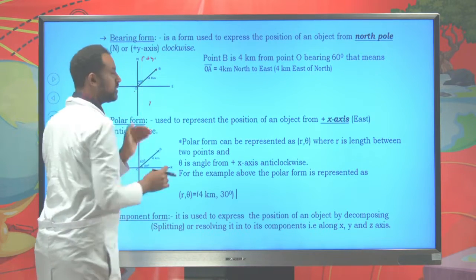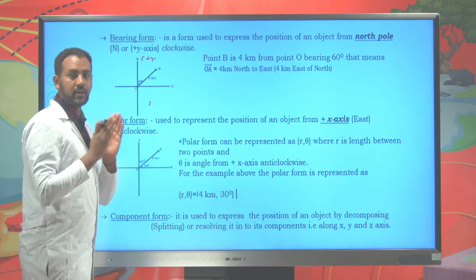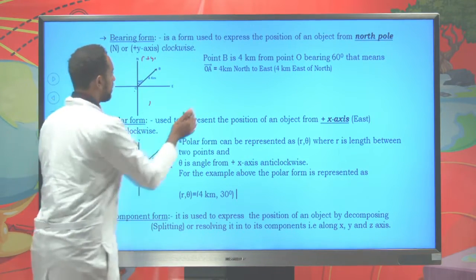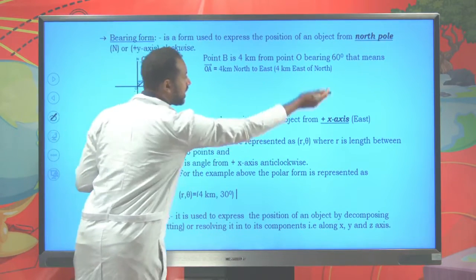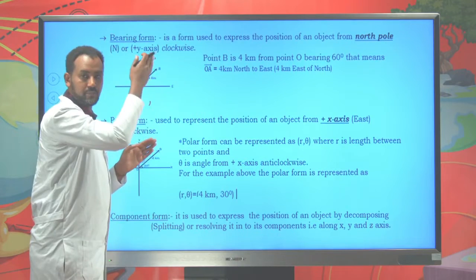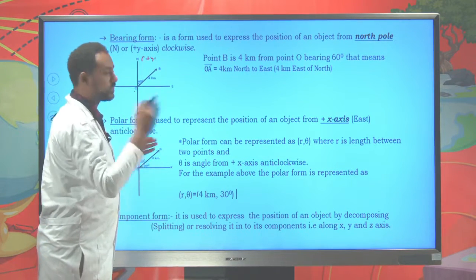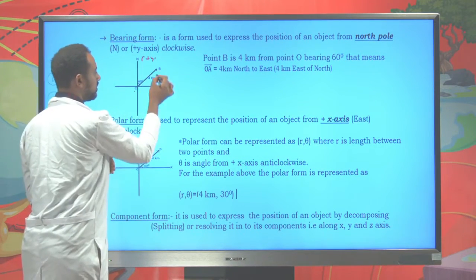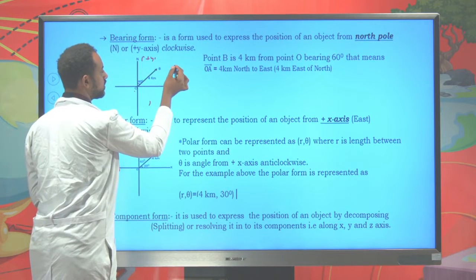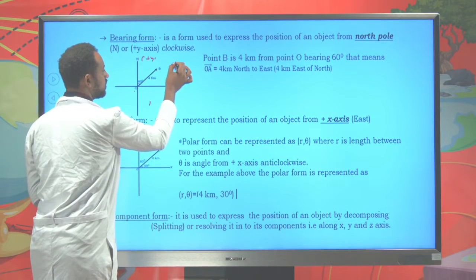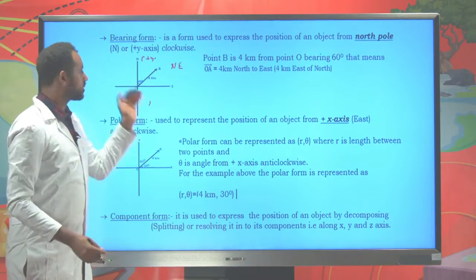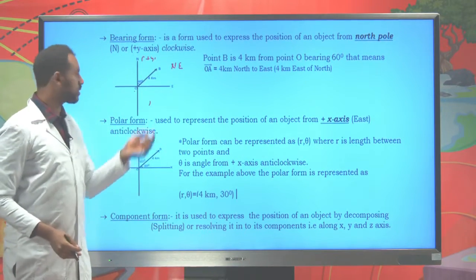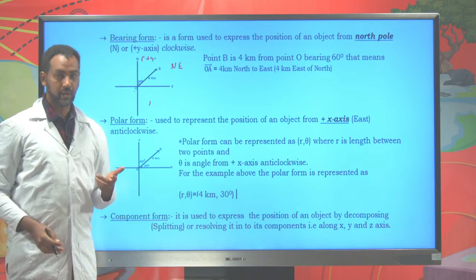So bearing means you are always referring from north. Therefore, in this case, point B is 4 kilometers away from point O. Bearing 60 degrees means from north, clockwise 60 degrees. In this context, it's possible to say north to east, 60 degrees. So such a method of representing the position of something is known as bearing.